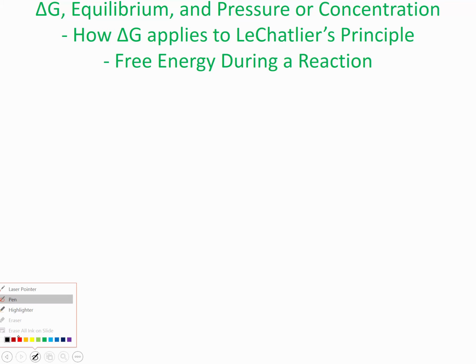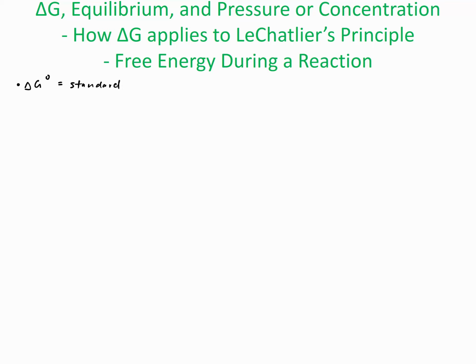So first, a couple of side notes about delta G and delta G standard. Remember that if delta G has a degree symbol, we're referring to delta G, or free energy, being measured under standard conditions. Standard conditions are 25 Celsius, the pressure is at 1 bar, which is about 1 atm, and also all concentrations are 1 molar.